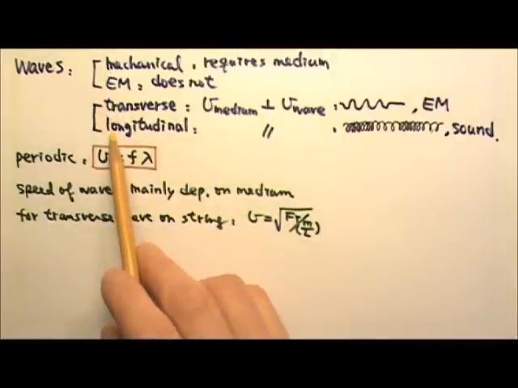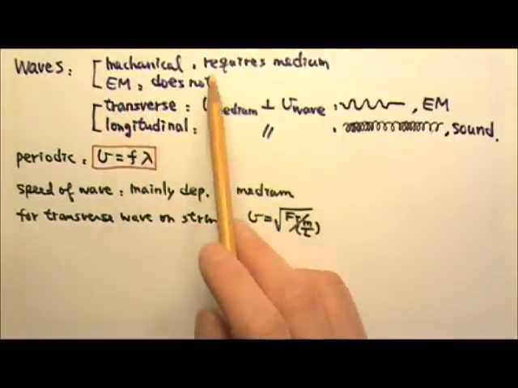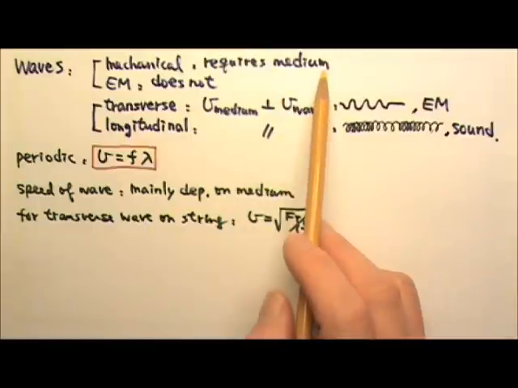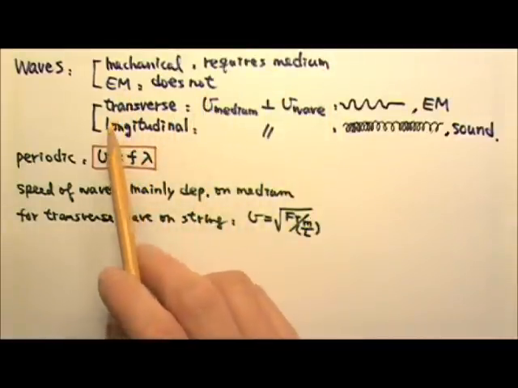There are two different ways to categorize waves. We have mechanical wave versus EM wave. A mechanical wave requires a medium to travel in. An EM wave does not. An EM wave can travel in vacuum.